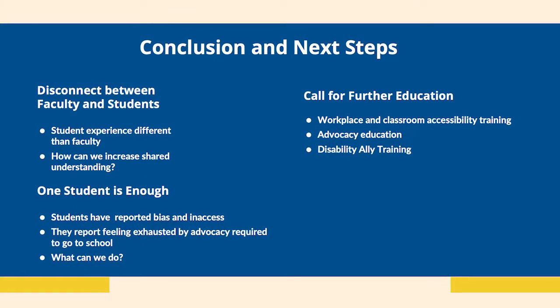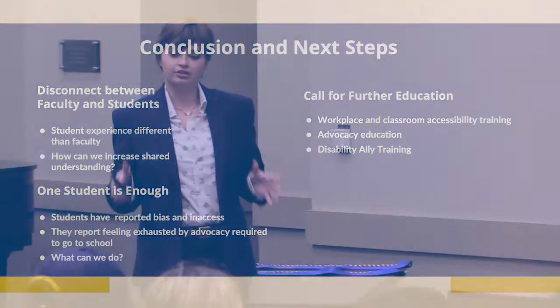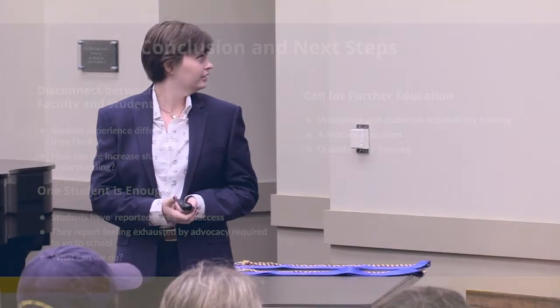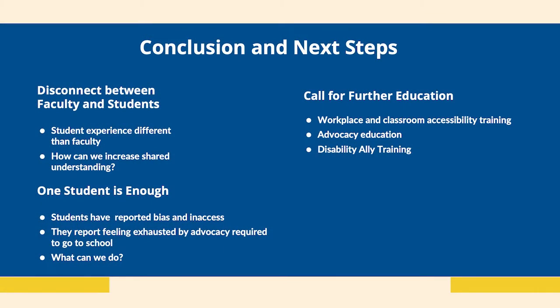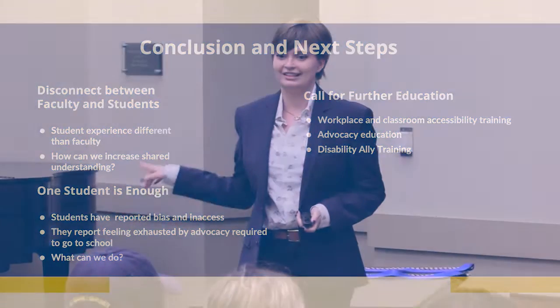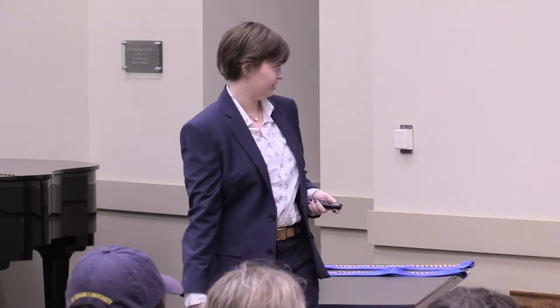This leads me to my conclusions and my next steps. The first conclusion that I would like to note is that there's a disconnect between faculty and student understandings. Student experience of disability is different than how faculty understand it. How can we increase that understanding? The second thing I would like to note is that one student is enough. If students are reporting bias and inaccessibility, if they're reporting feeling exhausted by the advocacy required to get their education, what can we do about it?